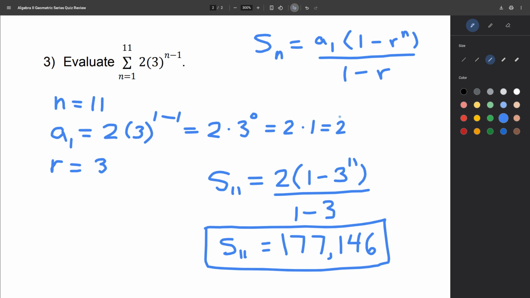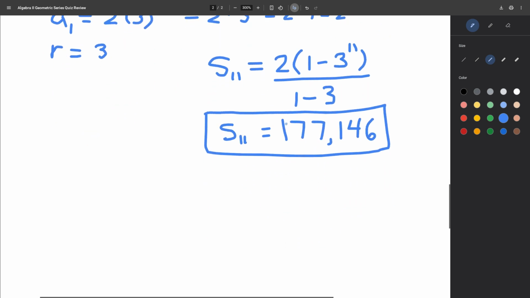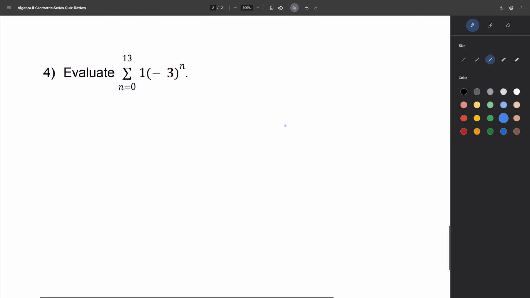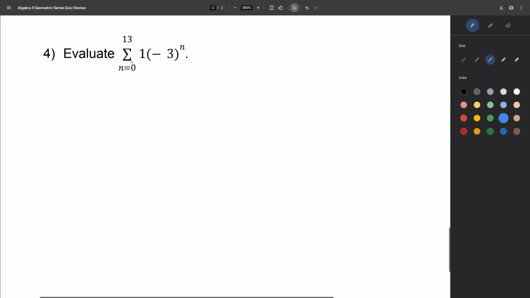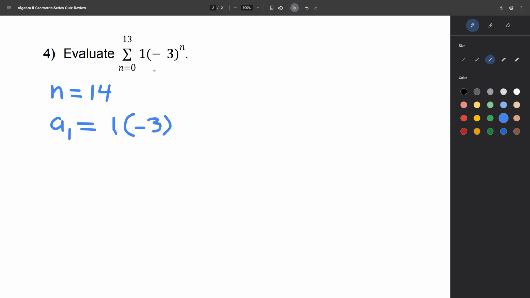All right, one more to go. All right, so we're evaluating. Again, we got the summation notation with sigma. We're starting at n equals 0 and going to 13, so the number of terms, because you're including 0, is actually going to be 14 terms. The first term is going to be 1 times negative 3 to the 0 power. So negative 3 to the 0 power is 1, so 1 times 1 is just 1.